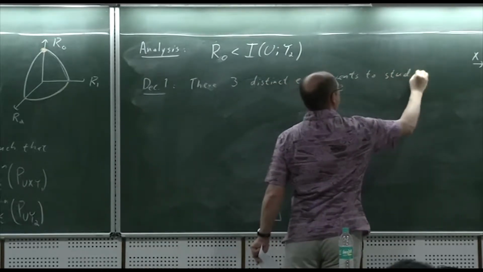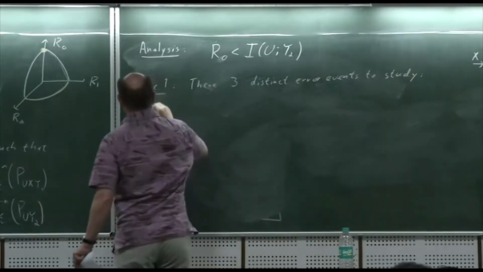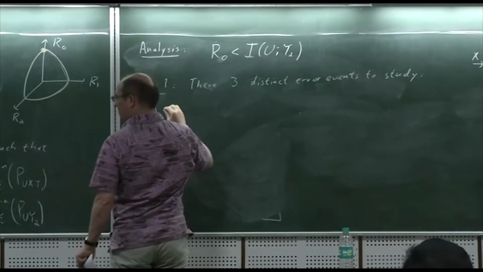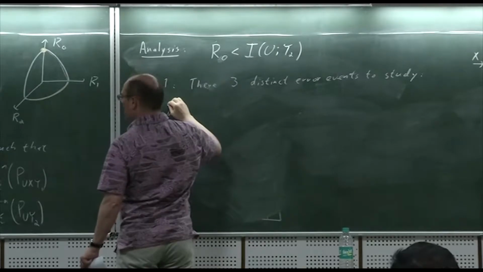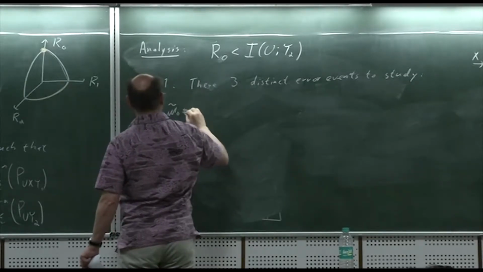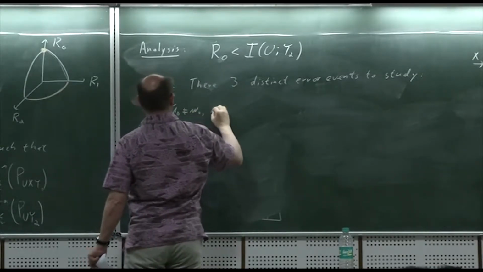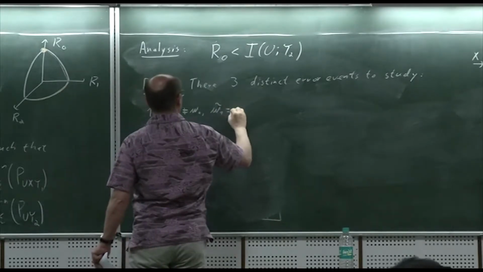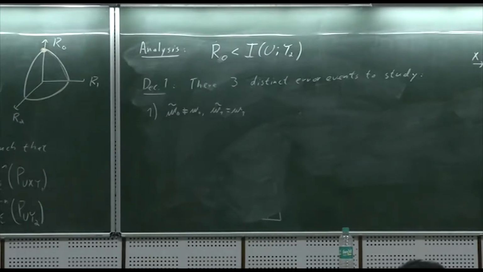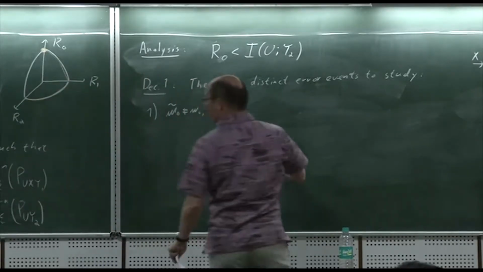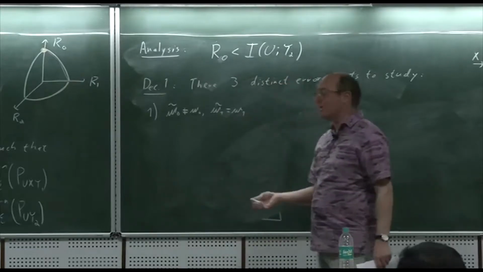One type of mistake we can make is that W0 tilde is not equal to W0, while W1 tilde happens to be equal to W1. That could happen: our decoder puts out the correct W1 but the incorrect W0. Okay, so let's study that. What's the probability that something like this happens?